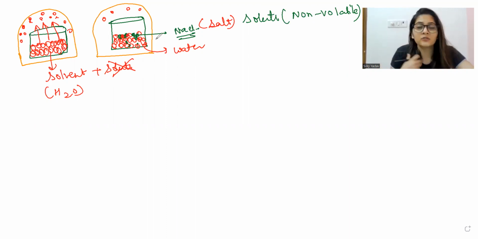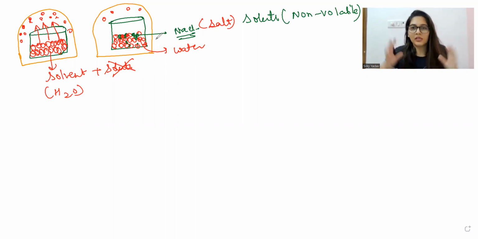Na? But this Na is not leaving the position. Like if I am sitting here on this chair, and I'm not leaving my chair, how can the other person come and sit here? Because I'm a non-volatile solute, I'm not leaving my position, the other person cannot come and take it, right?